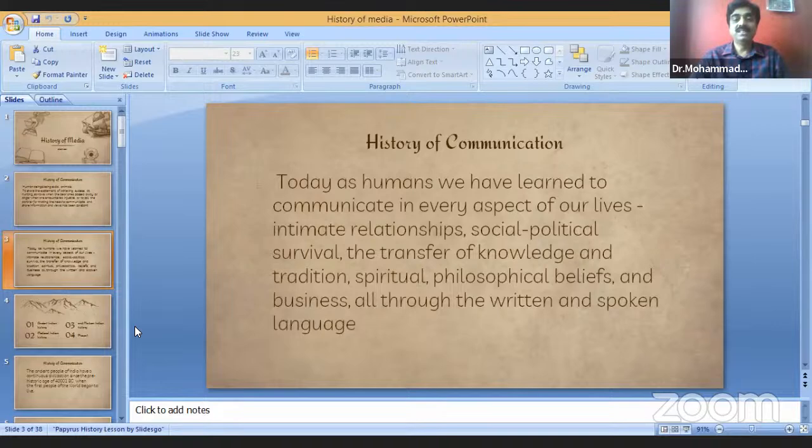Today, as human beings, we have learned to communicate in every aspect of our lives: intimate relationships, social, political, survival, the transfer of knowledge and traditions, spiritual and philosophical beliefs, and business, through written and spoken language. We are in an era of advanced technology, with instant communication and interaction. We even have artificial intelligence that can interact.